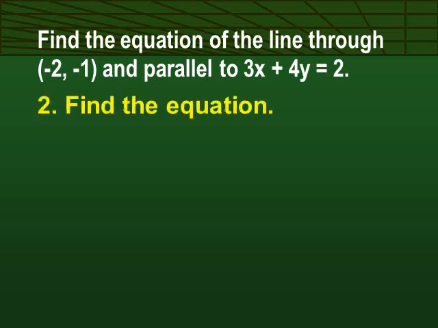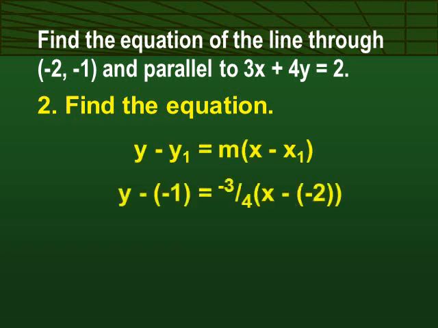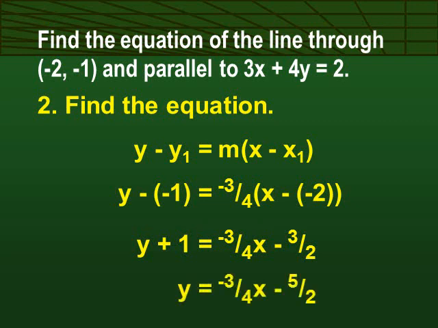Now I'm going to use point slope form to find the other line that I don't know. So I have the slope, and I'm going to plug that into my point slope form, and then the point that I have. So remember, the y is -1 and the x is -2. My slope is -3/4. So now I'll simplify and then go ahead and put that into slope-intercept form. And that's the equation of my new line. So these lines are parallel because they have the same slope and they have different y-intercepts.